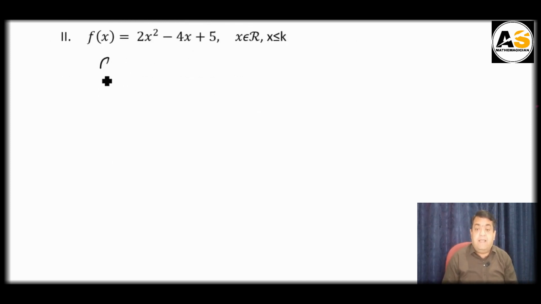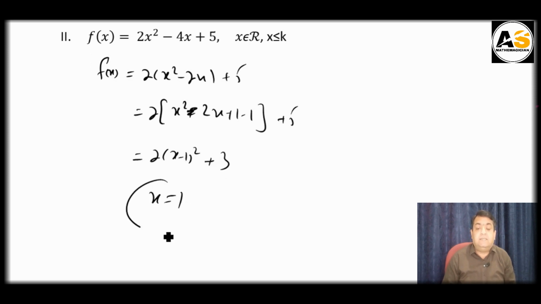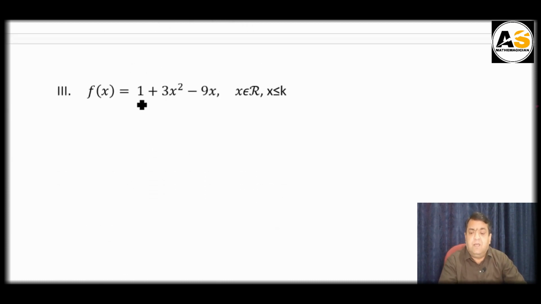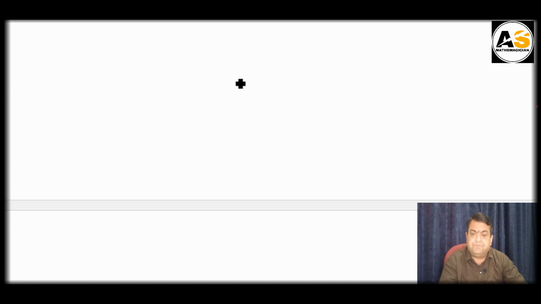Same question. f of x is equal to 2 times (x squared minus 2x) plus 5. I will just complete the square. x squared minus 2x plus 1 minus 1. 2 times (x minus 1) whole squared plus 3. x equal to 1 is the greatest possible value of k. I am leaving part 3 for you to solve. Try to solve this question at home.